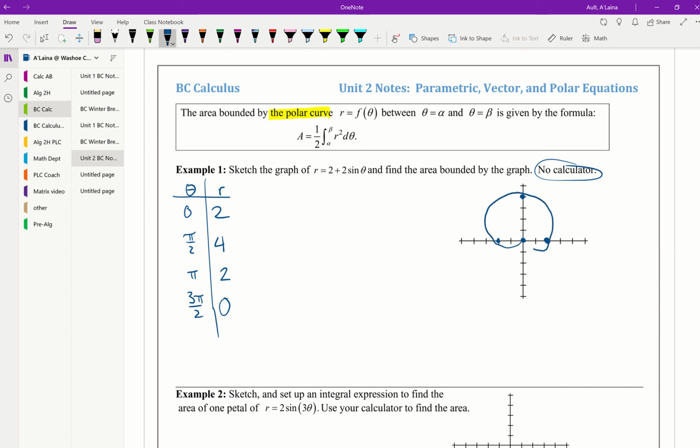Sorry, mine is not super symmetrical. It's a good thing we're not judged on the skill set of the drawing, because I think it's a little bit of a fail here for me. But there we go. Oh, wow.